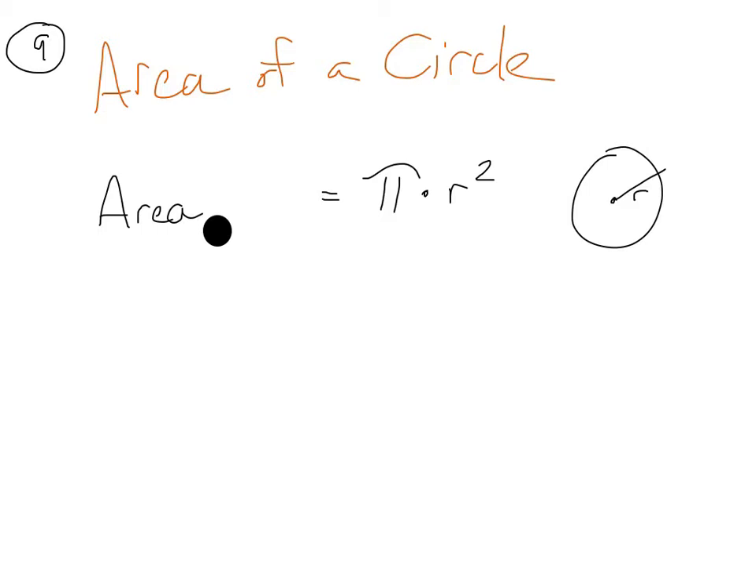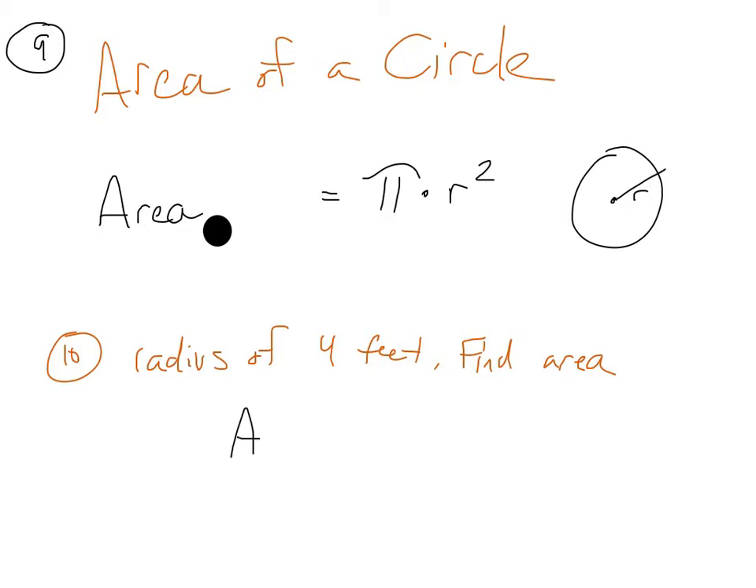Okay, so let's say there's a circle and it has a radius of 4 feet, and we want to find the area. What would we do? Well, we know the formula for area of a circle. That is A equals pi r squared. Just came from up there, right?